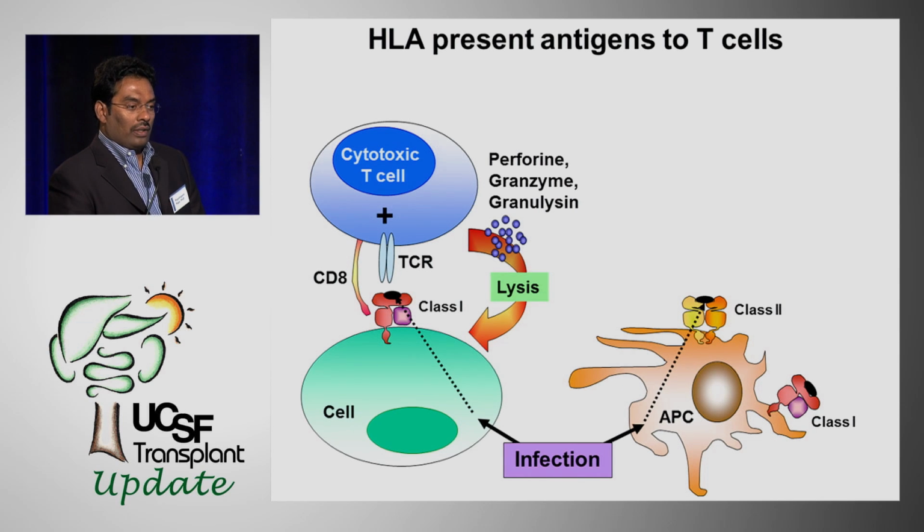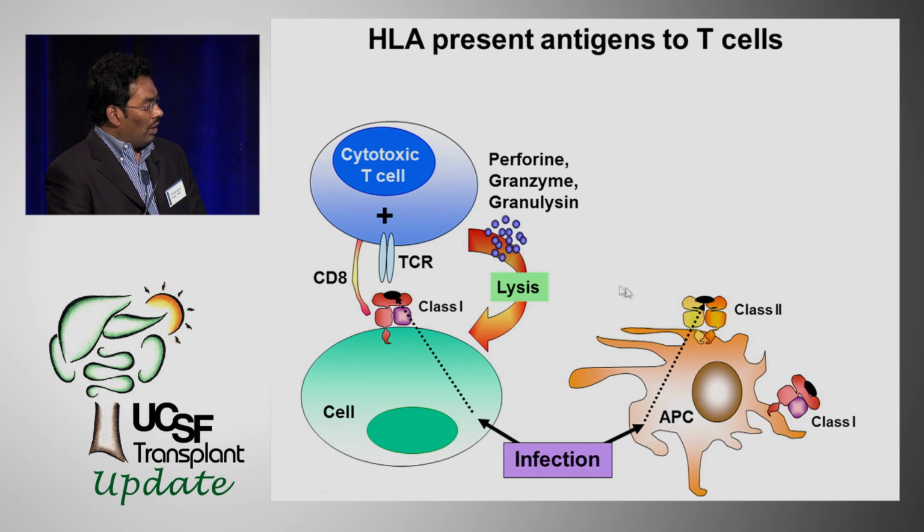Their primary function is capturing antigens and presenting them to another subset of immune cells. To perform this special antigen-presenting function, they express special HLA molecules called class 2 molecules. Class 2 molecules are expressed on a subset of immune cells, the antigen-presenting cells, but class 1 is expressed on almost every single cell in our body.